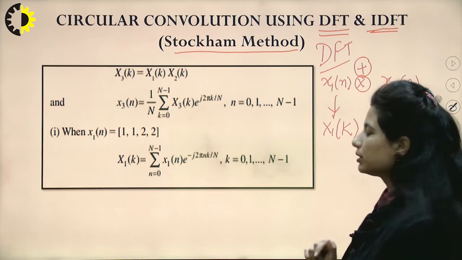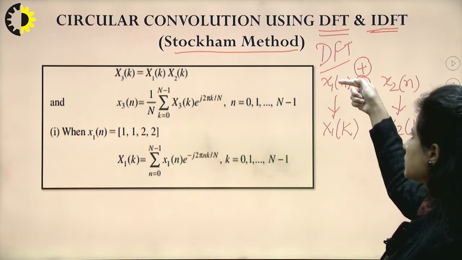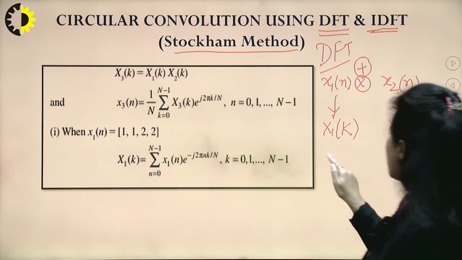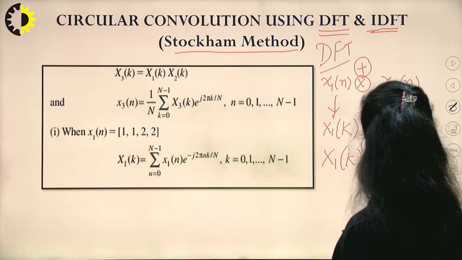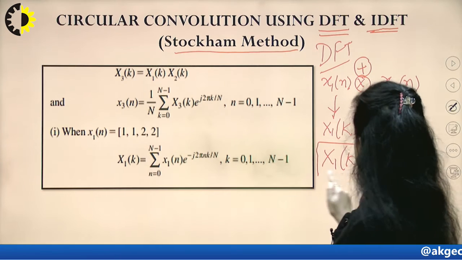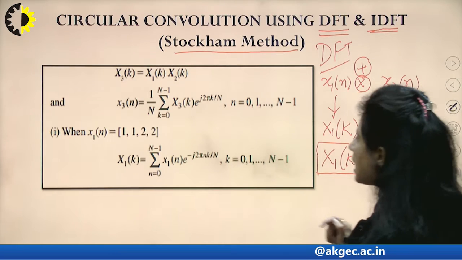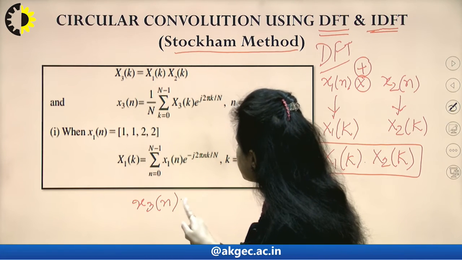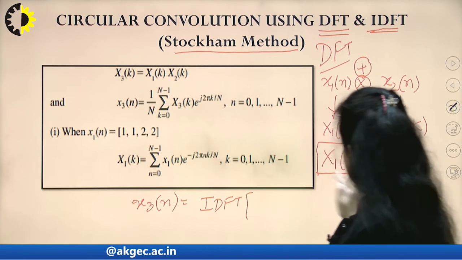The same algorithm would be applicable. I would calculate x1k corresponding to x1n. I would calculate x2k corresponding to x2n, and then multiply these transformed sequences. So this convolution is equivalent to multiplication in the frequency domain. Now how to get this x3n out of these? I would simply take inverse DFT for this multiplied sequence.